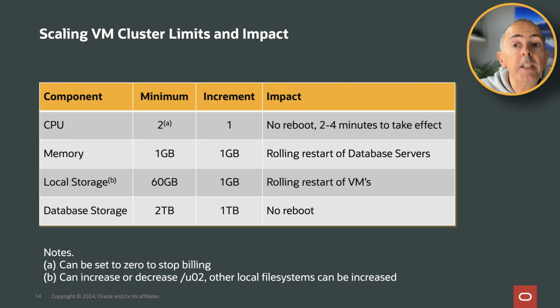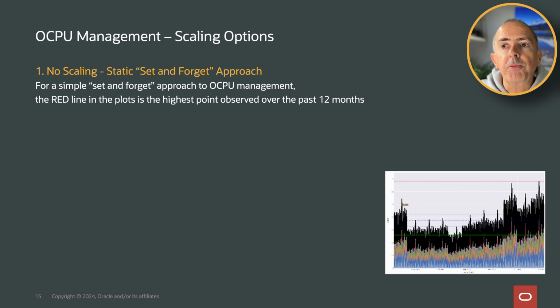So what options do we have for scaling? Well, the first option is no scaling at all. This is really just a static, set it once and forget about it. This is obviously the simplest to manage because you set it up and then don't really have to worry about it. Generally you would set it up to meet the peaks of your workload, which is the red line in the workload graph shown here.